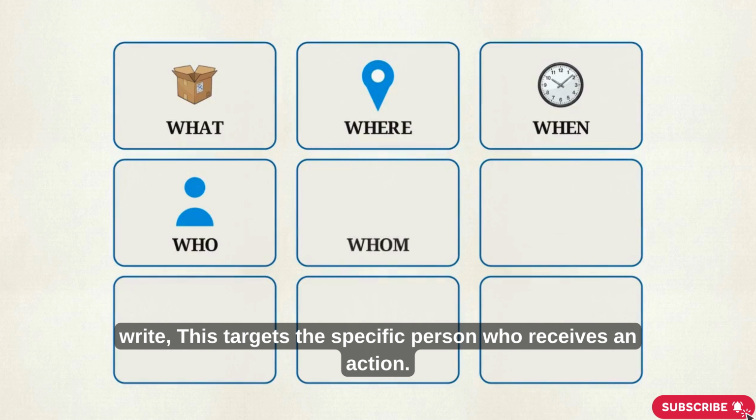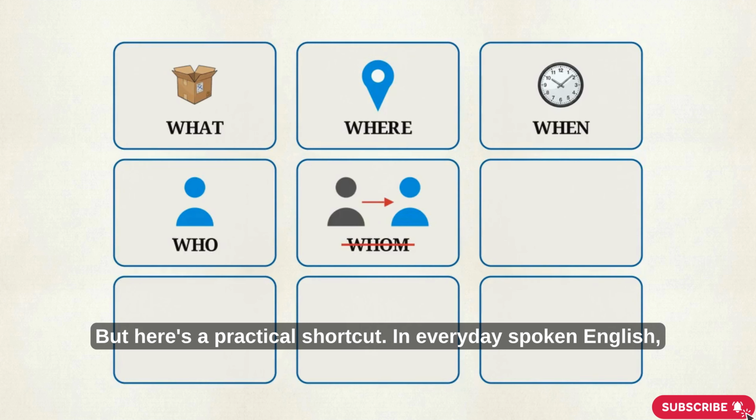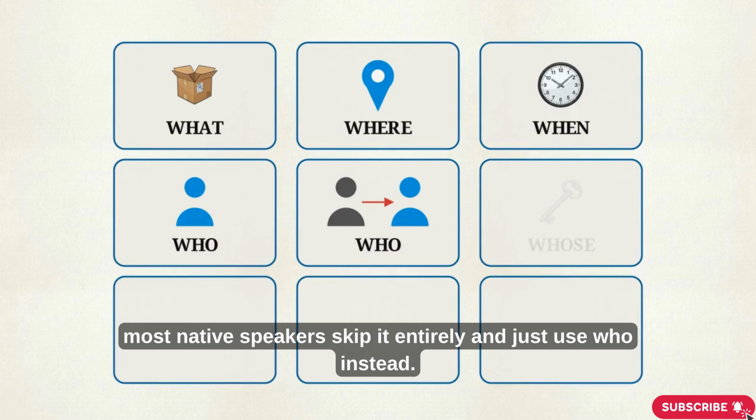For number 5, write whom. This targets the specific person who receives an action. But here's a practical shortcut. In everyday spoken English, most native speakers skip it entirely and just use who instead.